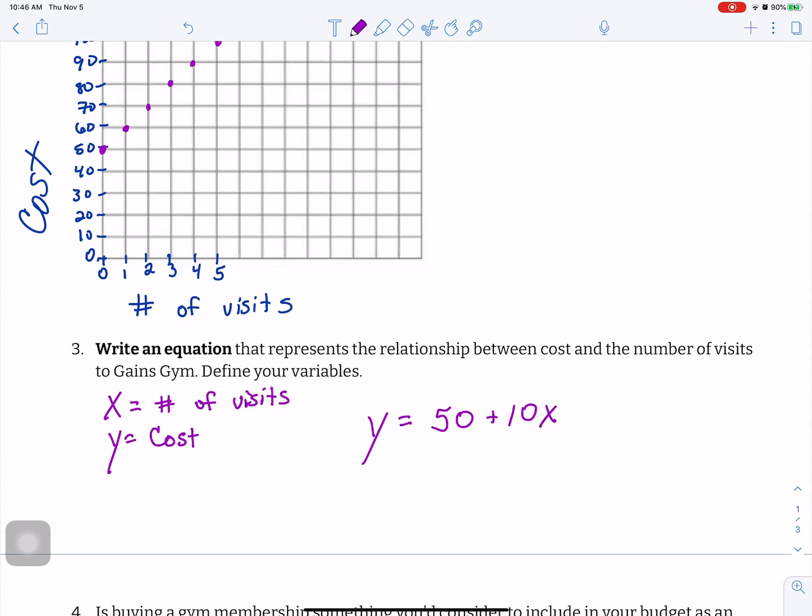I can put in a different number for x and I can try it out. I'm going to pick a number from the table. If I put in a 5 for 5 visits, I know it should equal $100. That's what we calculated before. So 10 times 5 is 50, plus 50 equals 100. So that means it's lined up. This becomes my equation. You could have written it as y equals 10x plus 50. Same thing. Remember that commutative property, we can write 50 and 10x. We can flip those two around.